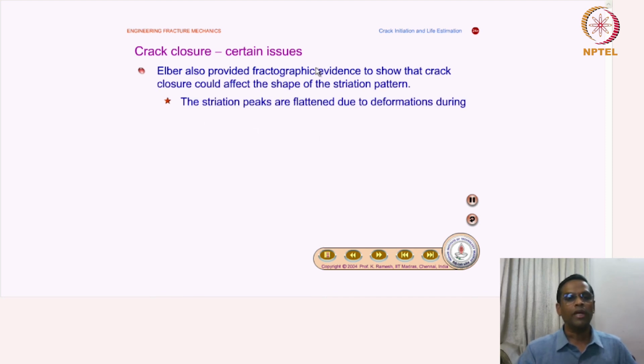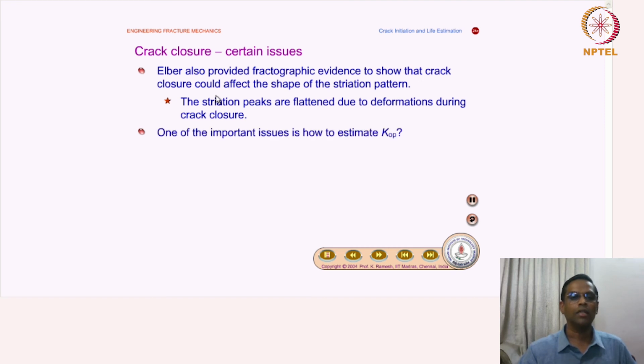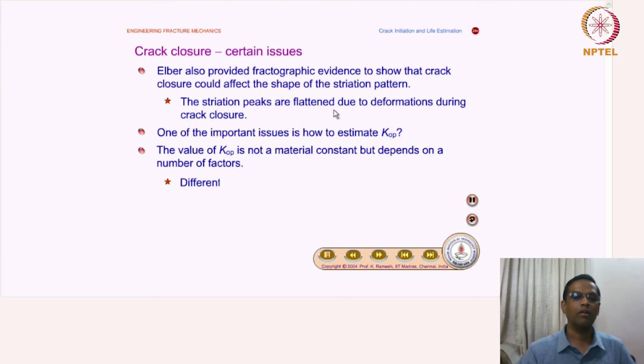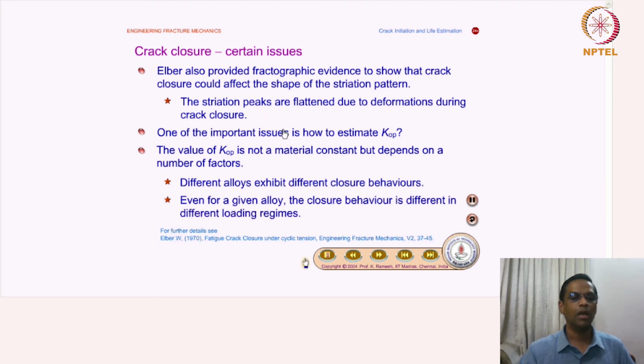Elber also provided fractographic evidence to show that crack closure could affect the shape of the striation pattern. The striation peaks are flattened due to deformations during crack closure. One of the important issues is how to estimate K open. So how to estimate K opening?